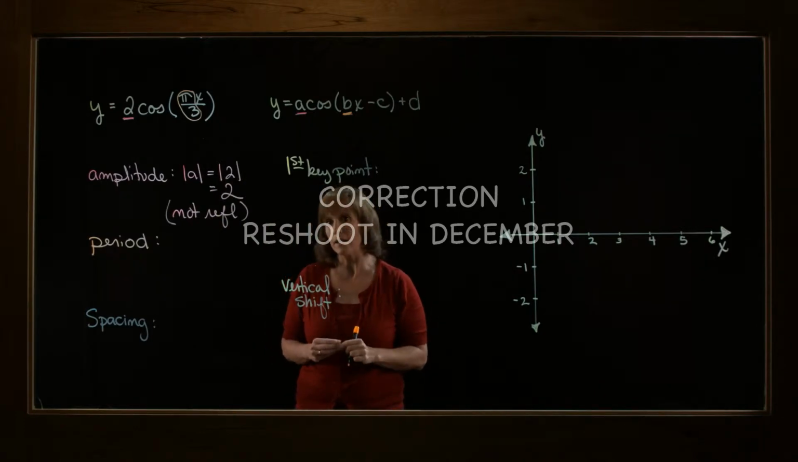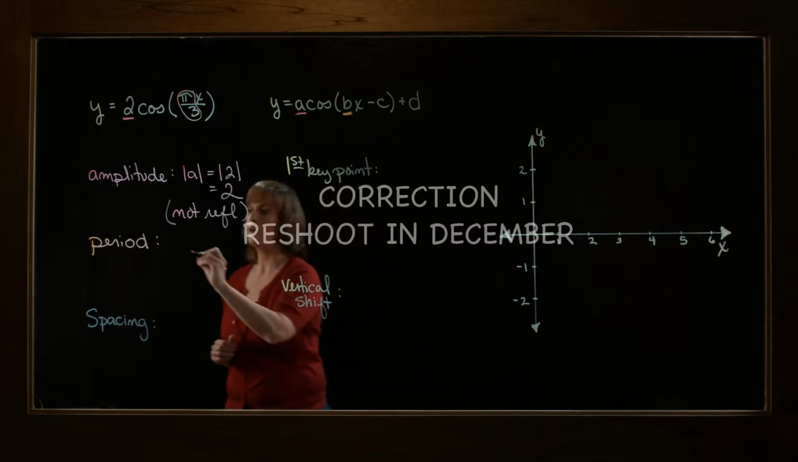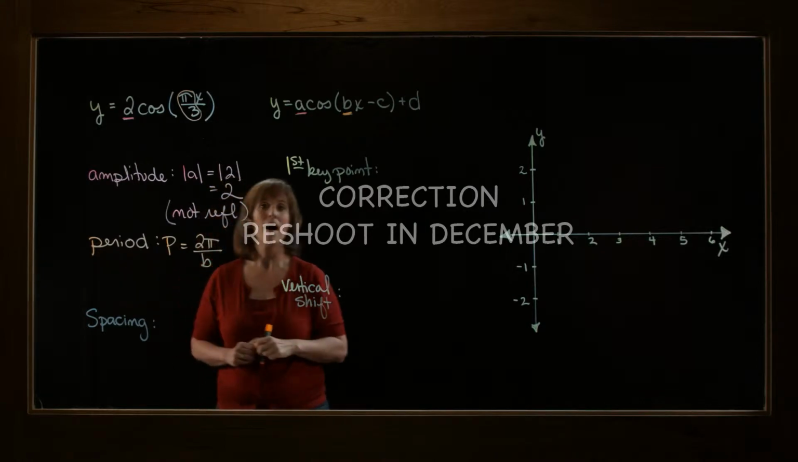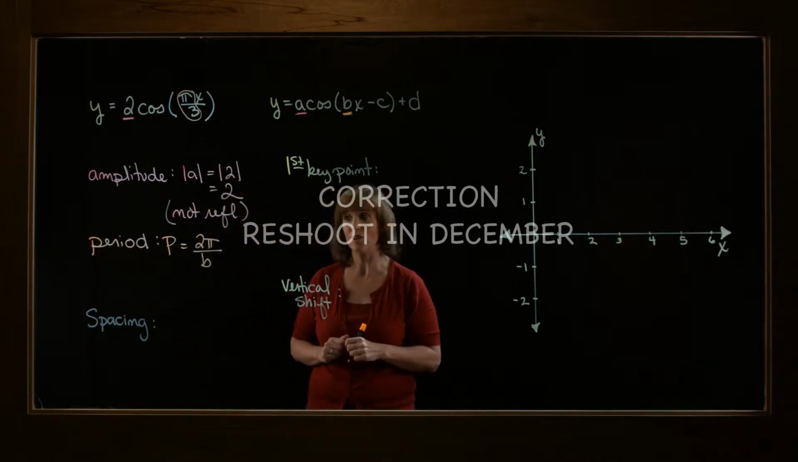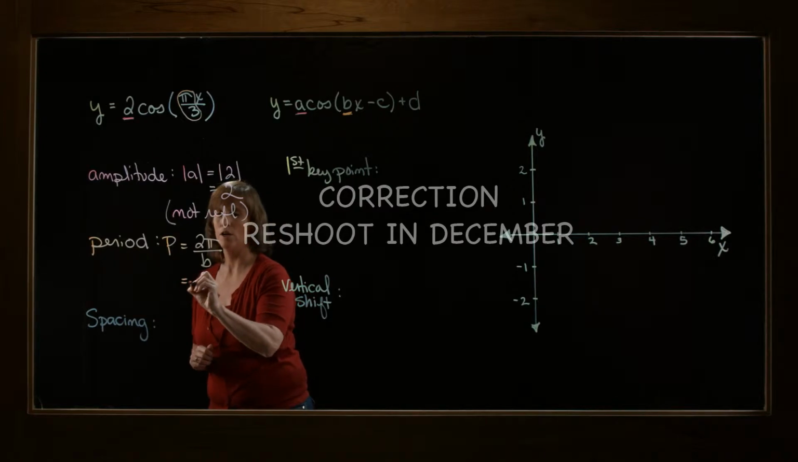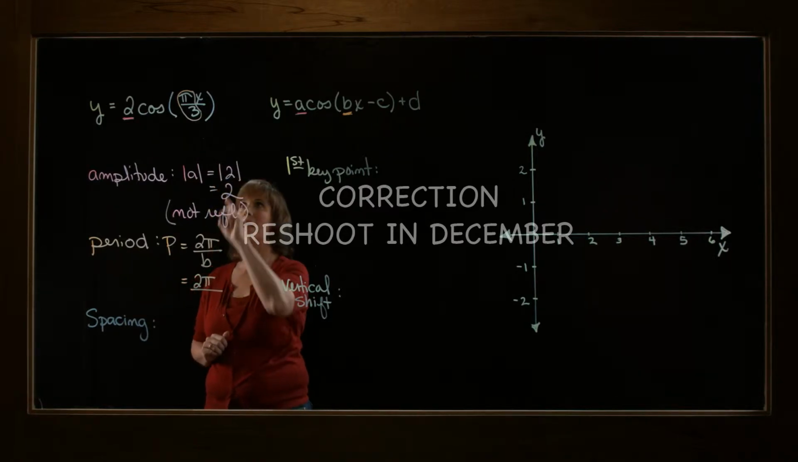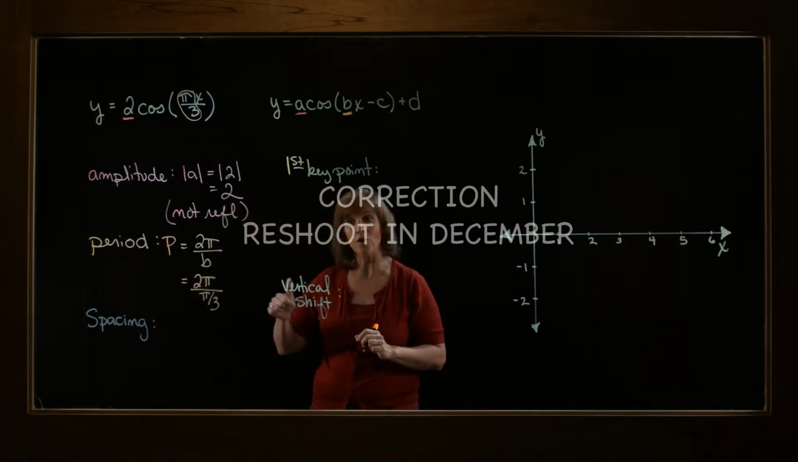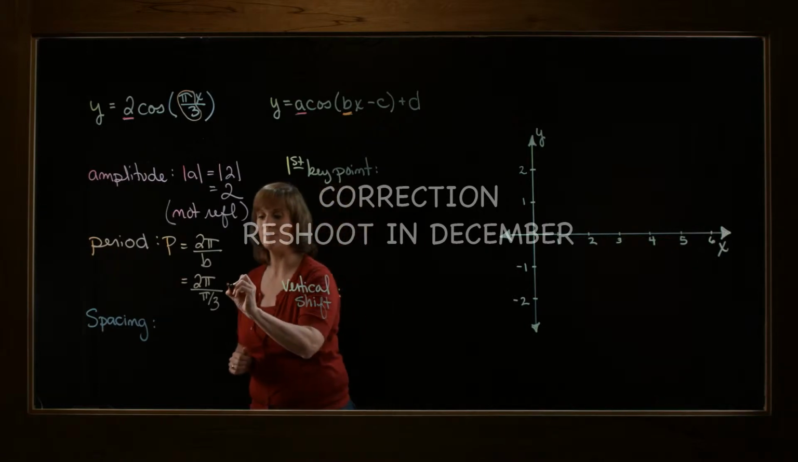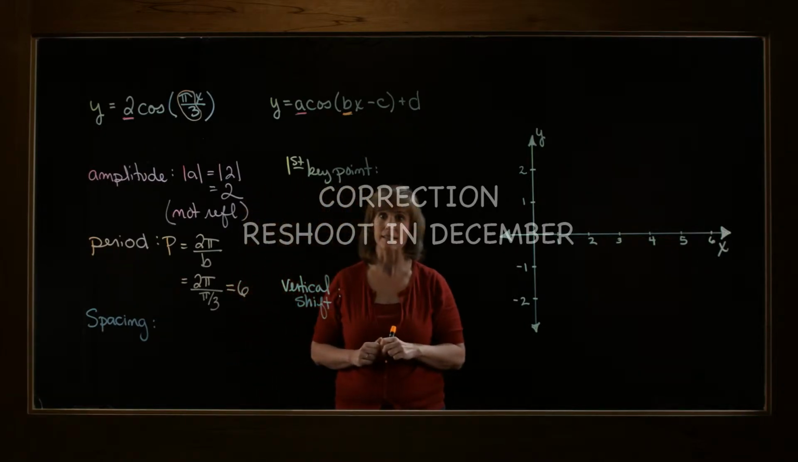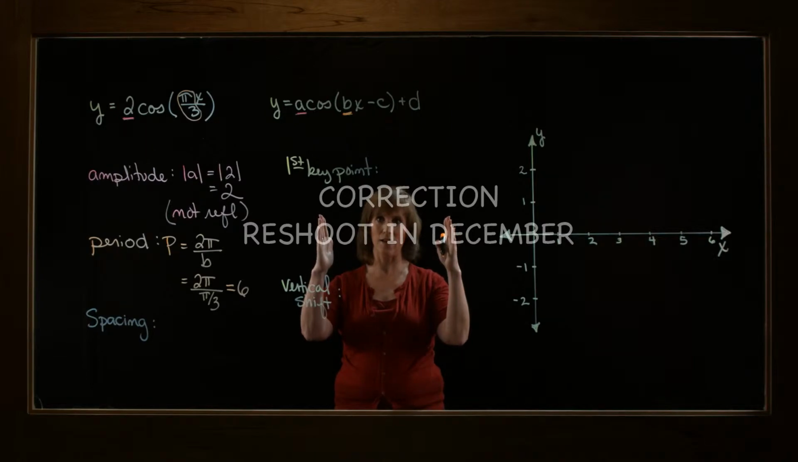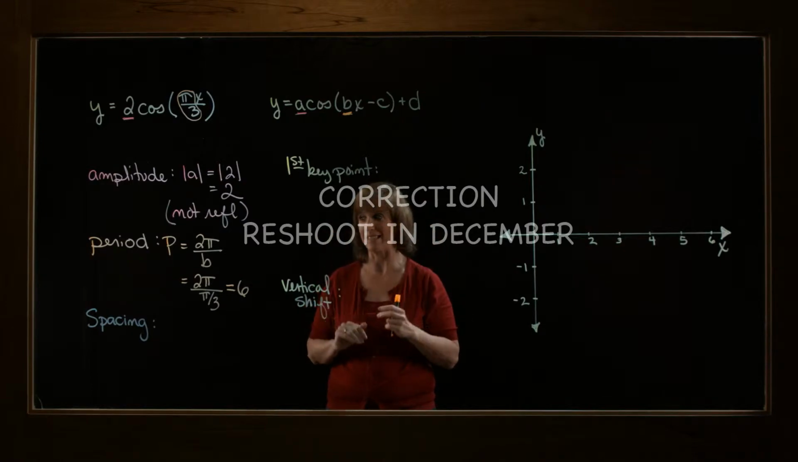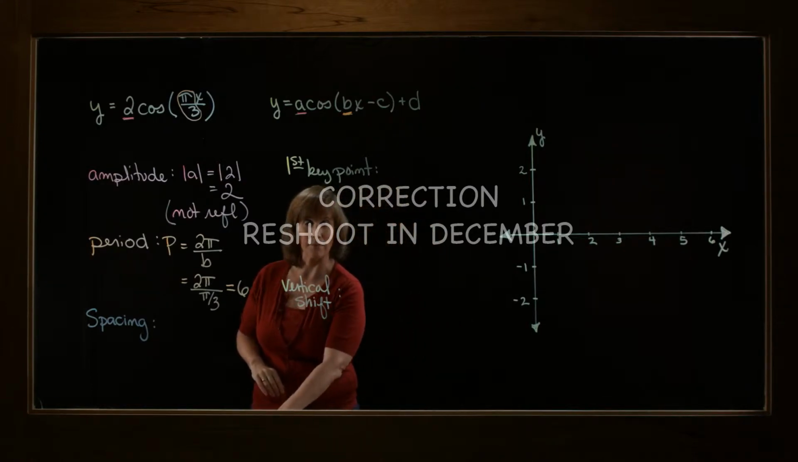Now, I know that typically a cosine has a period of 2 pi. So if I take 2 pi and divide it by the b term, I will get the period for this curve. So we're going to have 2 pi divided by pi over 3. You're going to need to invert and multiply that pi over 3, and the result is 6. So instead of getting an entire cycle between 0 and 2 pi, I'm going to get it between 0 and 6.